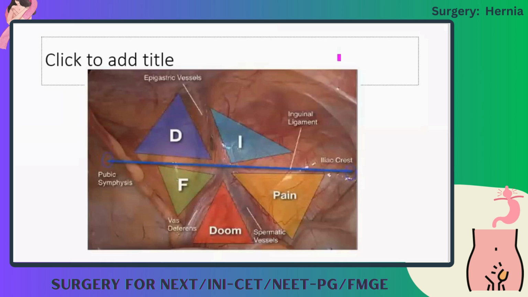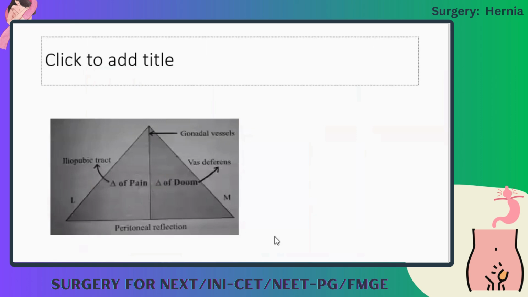In laparoscopy, there are some fancy questions. So I wanted to show you this. There is a triangle of doom and a triangle of pain. If we put a mesh and fix it in the triangle of doom, there is a lot of bleeding. If you fix it in the triangle of pain, the patient will experience a lot of pain. Just remember, there are two triangles.